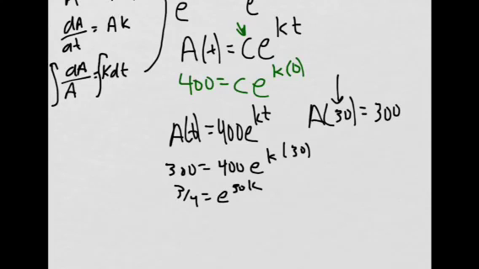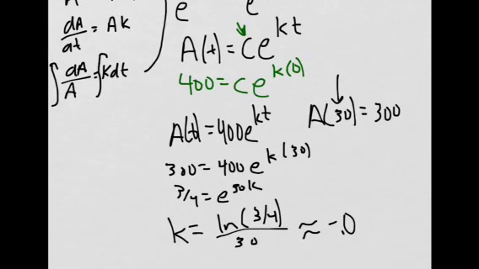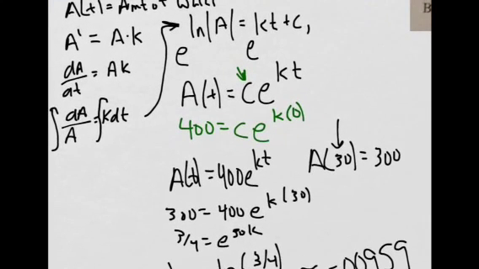From here, I can ln and then divide by 30. So I get k equals ln of 3 over 4 divided by 30, which gives me, what do I get? Something approximately equal to negative 0.00959.